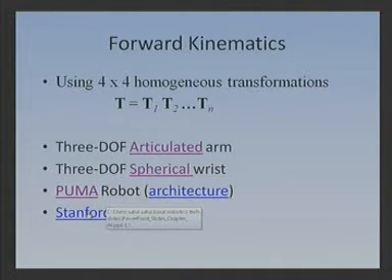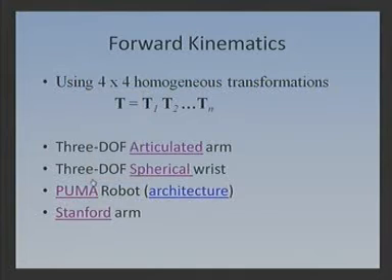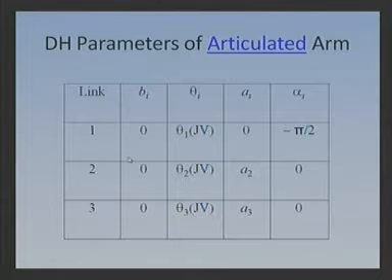Then the Stanford arm, this is basically the architecture. Immediately you may not understand very clearly, but after I solve the Puma, then you will be able to understand. So, we will come back to this figure later on during our exercise. So, 4 things we want to do: articulated arm, spherical wrist, Puma and Stanford. And for your information, Puma is nothing but a combination of articulated arm and spherical wrist.